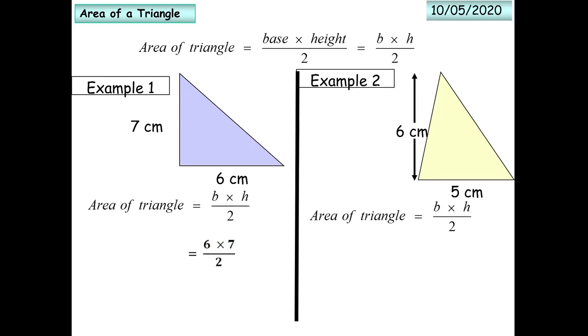So what I want you to do now is make some notes for me. Copy everything down into your books. Don't need the date again. I've already got the dates in Welsh. So click pause, make some notes, and then we'll look at the area of a trapezium next.